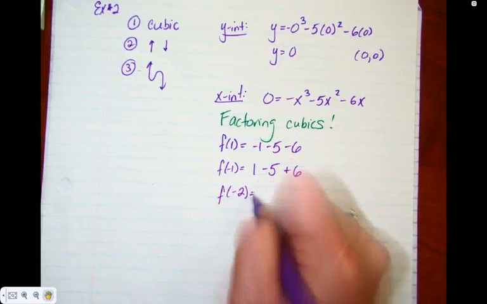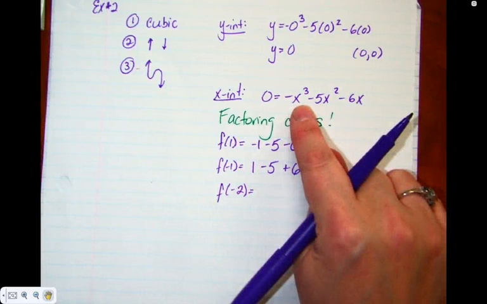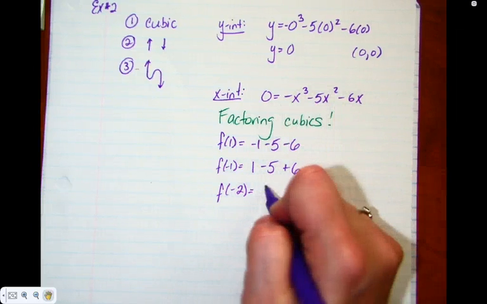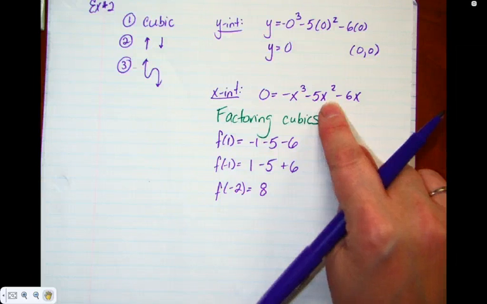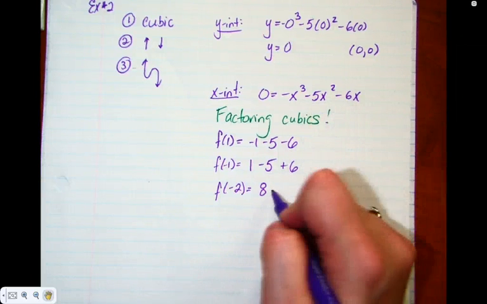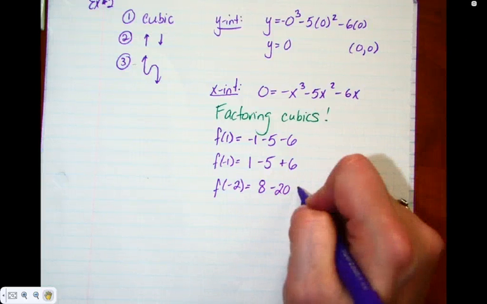-2, okay. -2 cubed times the negative. -2 squared times the -5. -6 times -2.